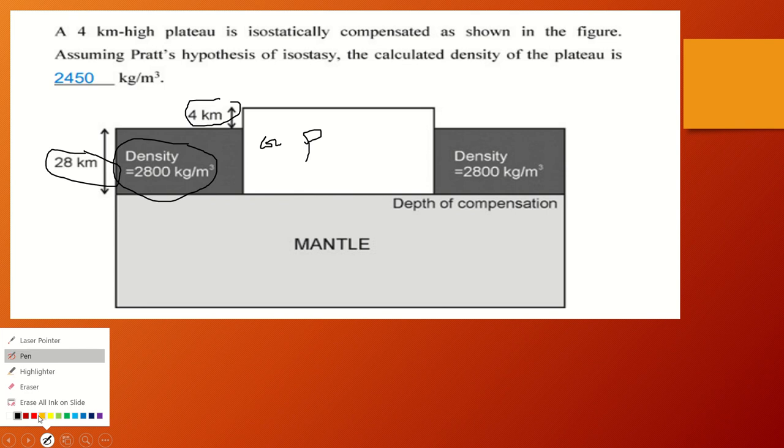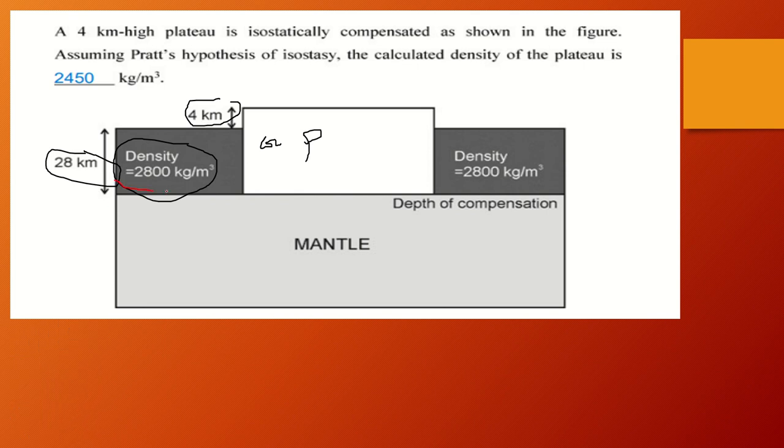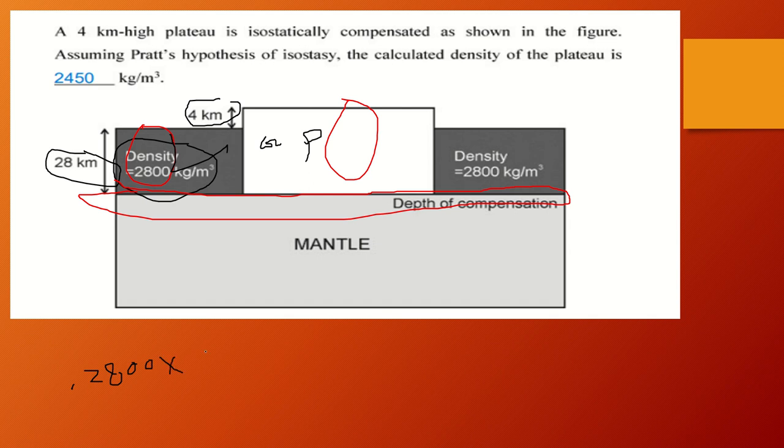This is one of the easiest numericals, which is asked in many exams. You know that this is the depth of compensation, and at the depth of compensation the pressure is equal. So whatever pressure is exerted by this block will be equal to this block, and we know that the formula of pressure is rho gh. Okay, so let us calculate this one. Rho, your density, is 2800. G is gravity, let us keep it the same, and h, height, is your 28 kilometer. That is equal to the pressure exerted by this block.